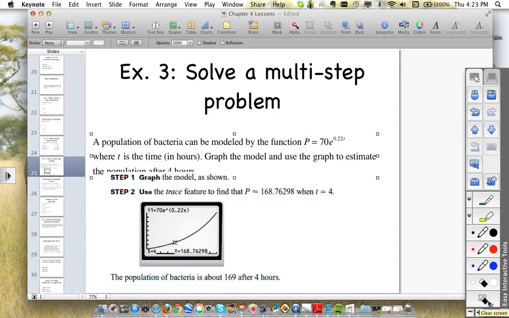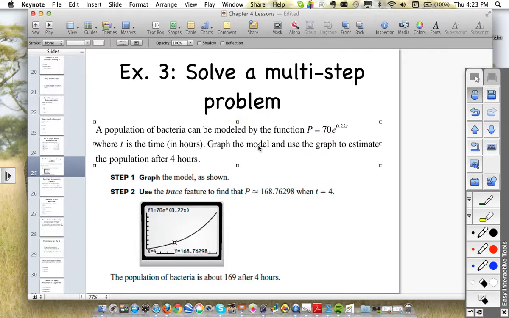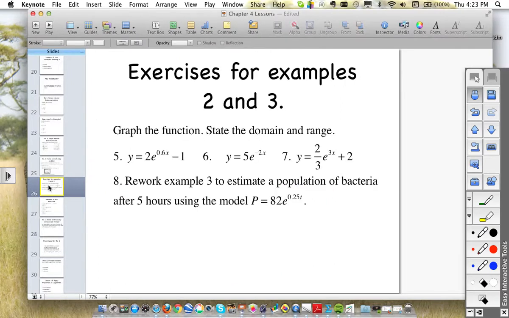Okay, so now, let's see if I can move that back up. There we go, much better. Moving on to our exercise.